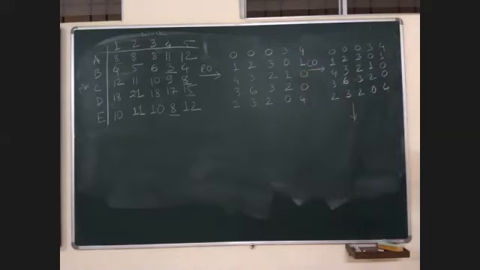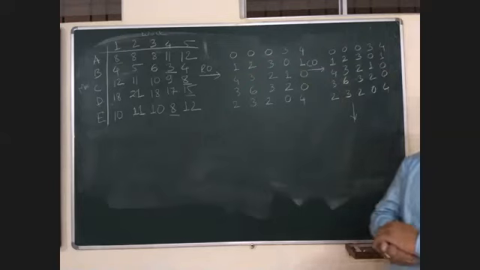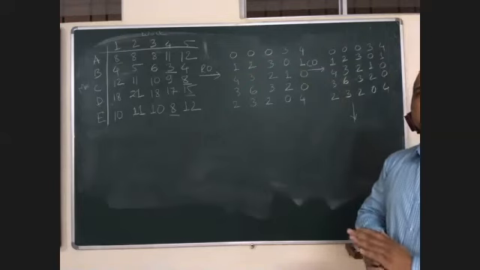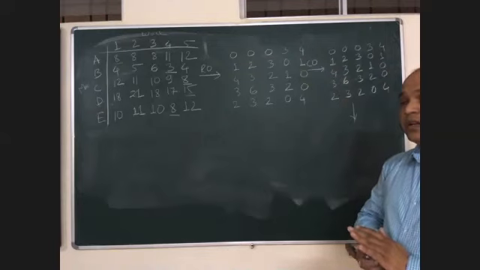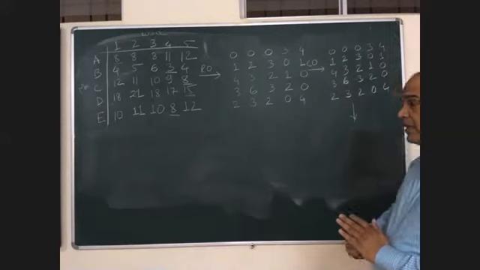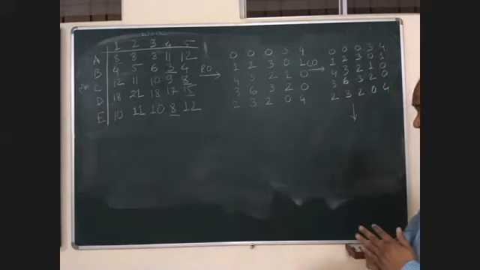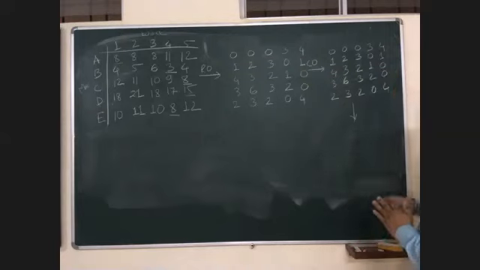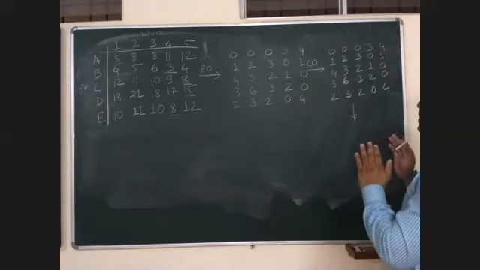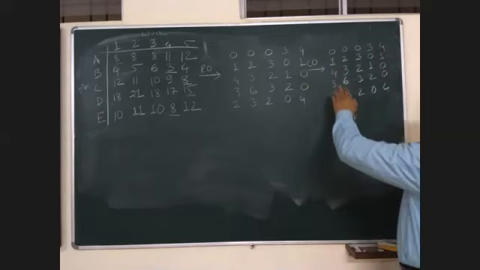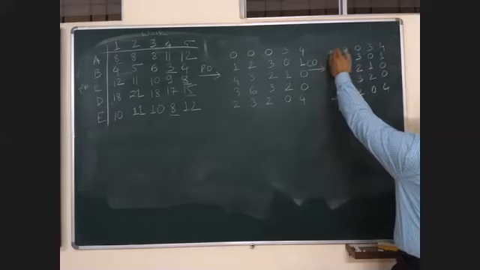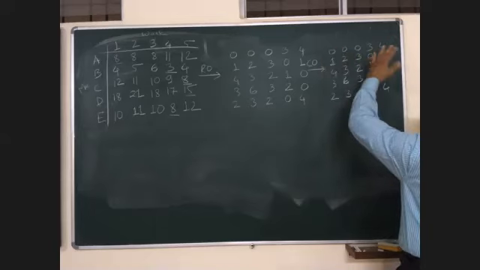Now, what is the next step? If you remember, what is the next step? The next step is to cover the zeros with the minimum number of lines, to cover all the zeros with the minimum number of lines. Again, understand this logic. So always seek the maximum number of zeros in any row or any column.